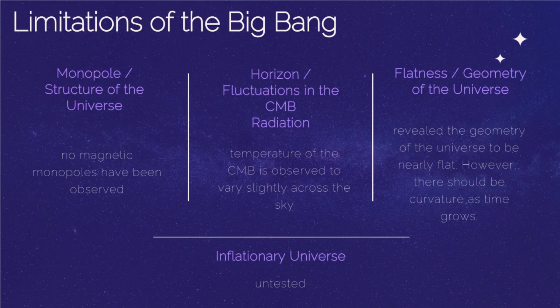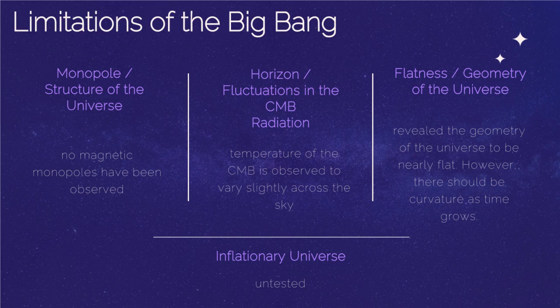Big Bang limitations. The following are the limitations of the Big Bang theory. Monopole structure in the universe. The Big Bang theory predicts the production of heavy stable magnetic monopoles in the early universe. However, no magnetic monopoles have been observed, and it makes no attempt to explain how structures like stars and galaxies came to exist in the universe.